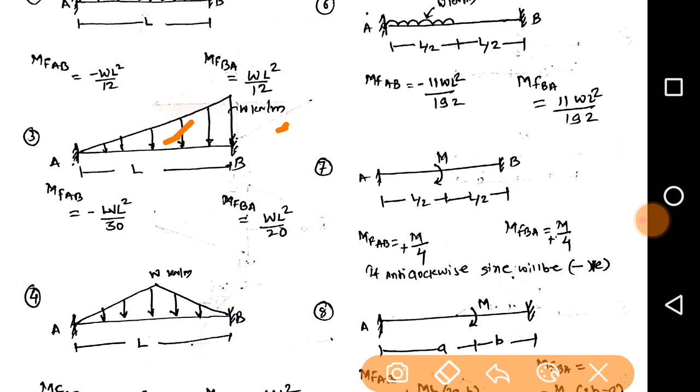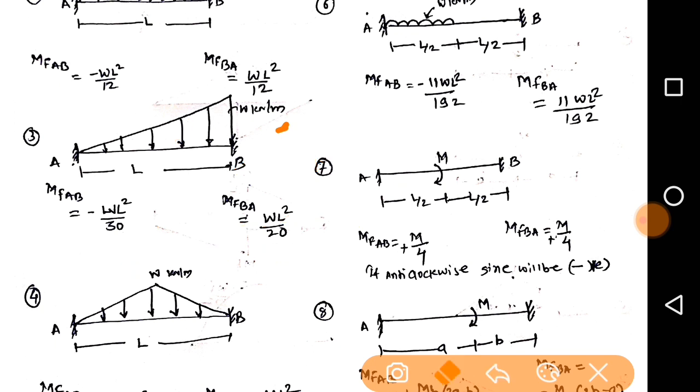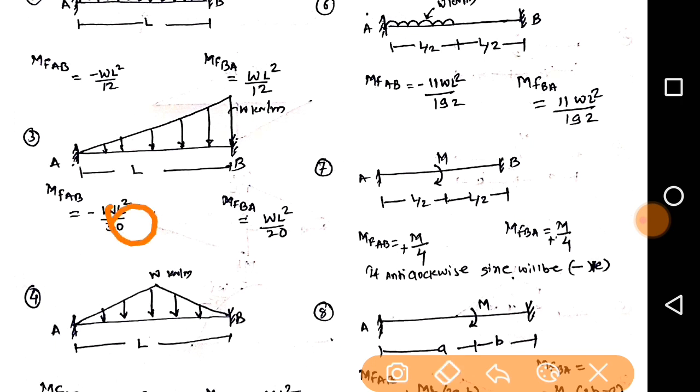So in this case, WL square divided by 30. See that the apex point of the triangle is where? This is the apex point, this is the base. At the apex point the dividing factor will be more, and at the base the dividing factor will be less. So see here, in this case WL, the factor is more when the apex point is there, and at the base the dividing factor will be less.